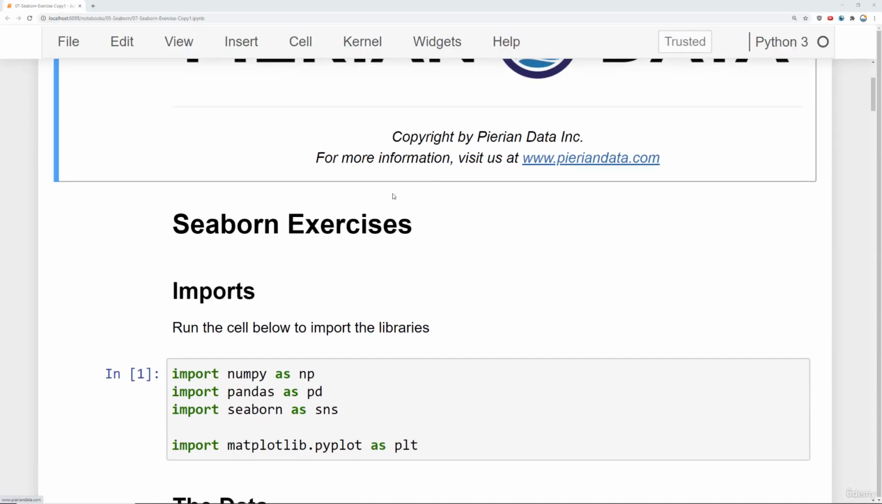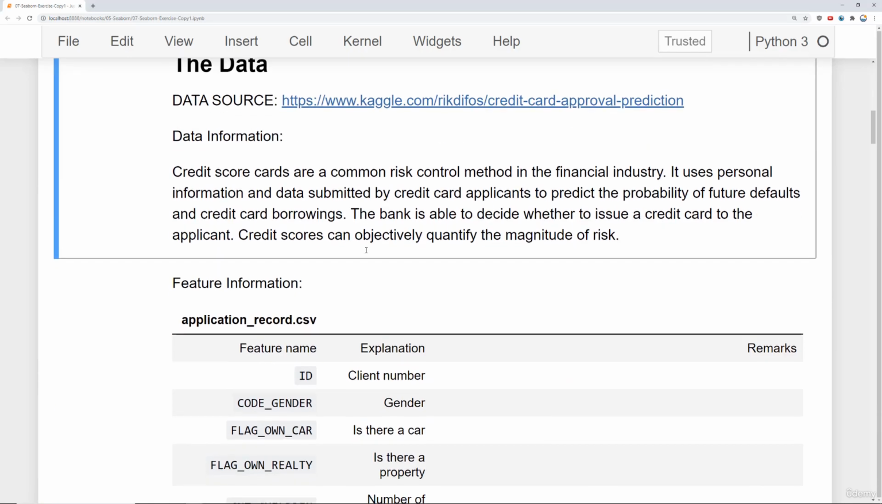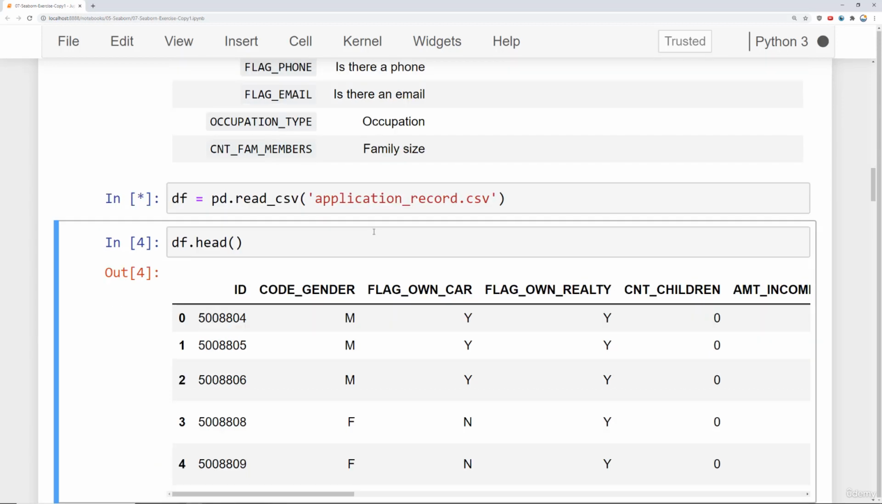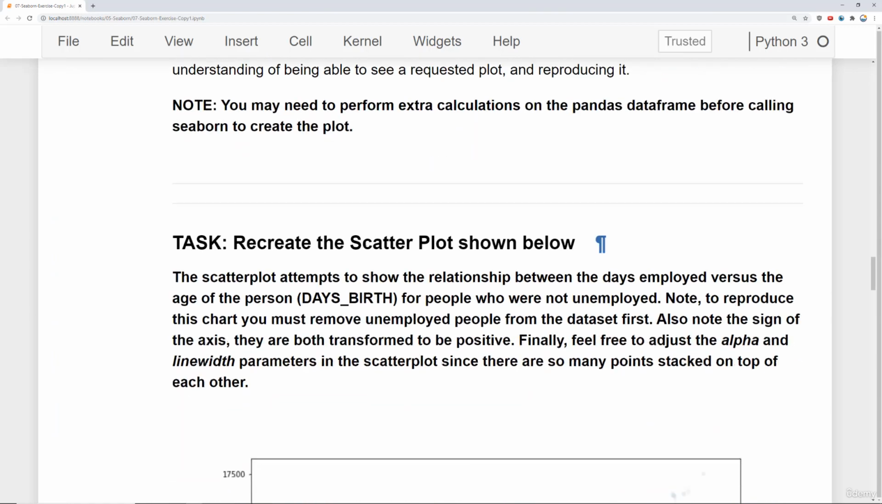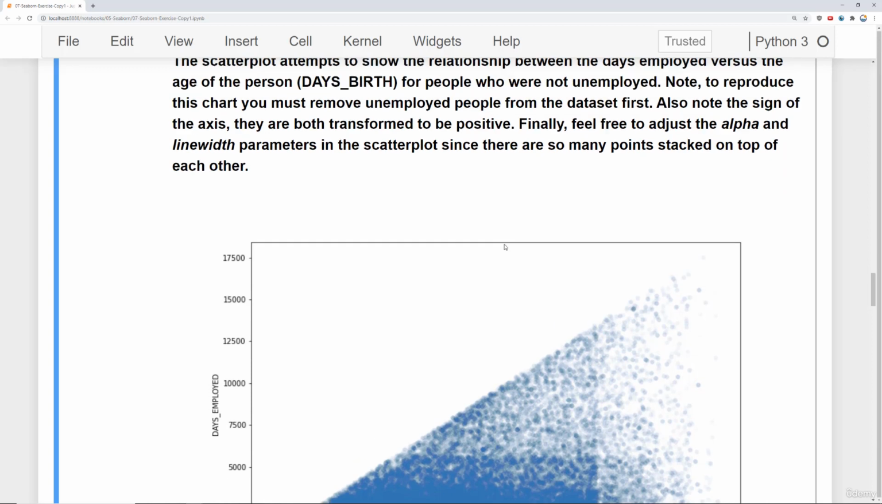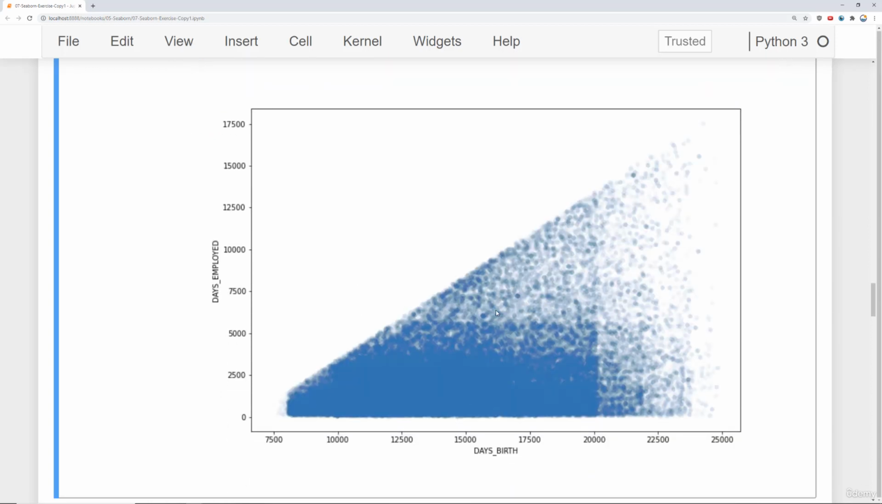Okay, here I am at my copy of the Seaborn exercises notebook. I'm going to run the top cell to do the appropriate imports, and then let's go ahead and read in this application record.csv file and head straight to the first plot. So, first plot was the scatter plot shown below, but there's a couple things to keep in mind. One is that we're only showing people that are employed, and then two is the fact that days birth and days employed are actually shown here as positive numbers, when in fact in the data frame they're actually negative.